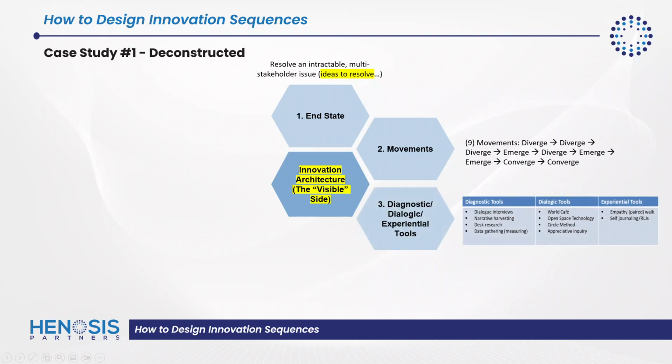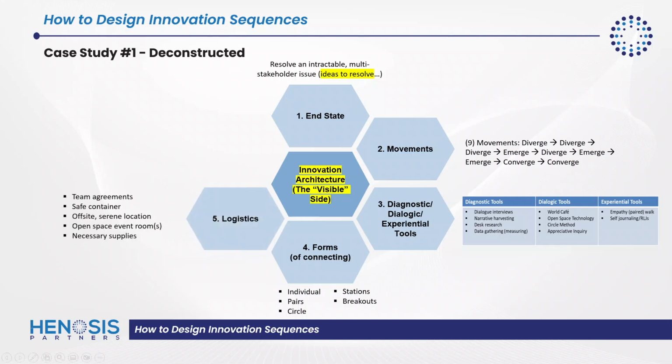Multiple diagnostic, dialogic, and experiential tools were employed in this innovation sequence. In the diagnostic toolkit, we leveraged dialogue interviews, narrative harvesting, desk research, and data gathering. In the dialogic toolkit, we leveraged the World Cafe, the open space technology method, the circle method, and appreciative inquiry. And within the experiential toolkit, we leveraged empathy walks and self-journaling and use of reflective learning journals. Our innovation sequence reflected many different forms of connecting: individual, pairs, circle, stations, and breakouts.